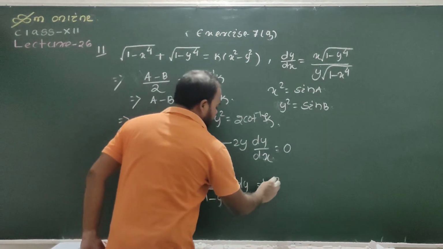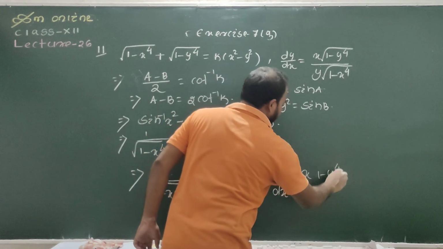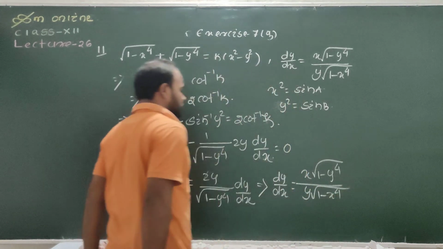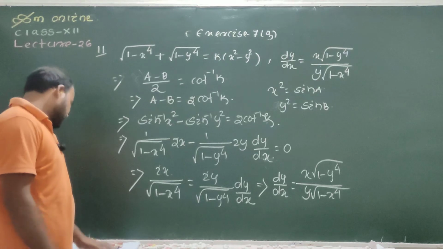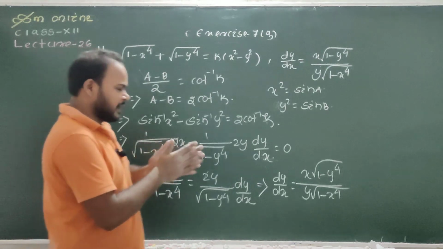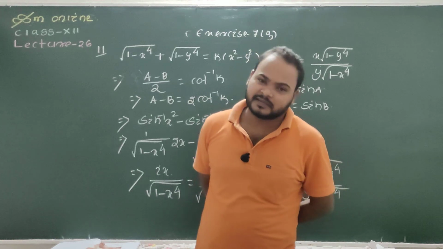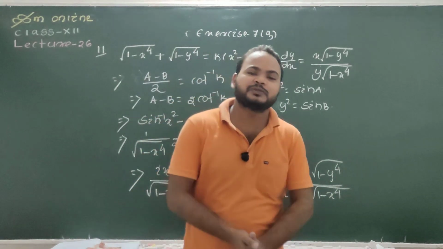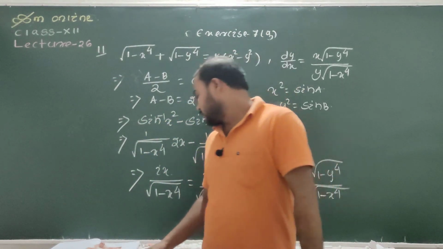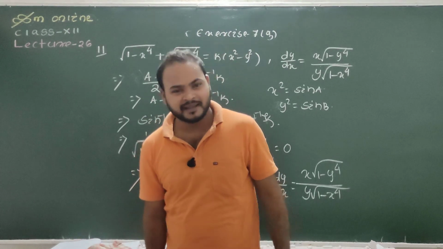This implies that dy by dx equal to x into root over 1 minus y to the power 4 upon y into root over 1 minus x to the power 4. Okay, it is a most important long question for the board exam. So in this class we have covered all the questions of exercise 7g. In the next class we will discuss another content, that is derivative of parametric function. Okay, so till then take care and thanks to all of you.